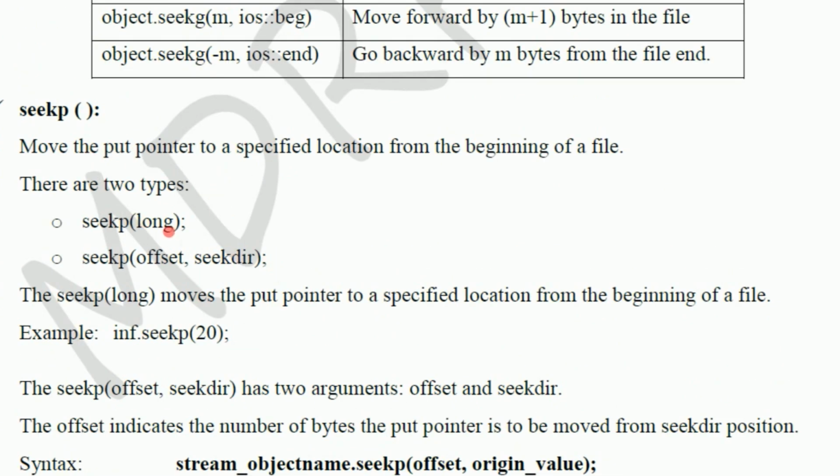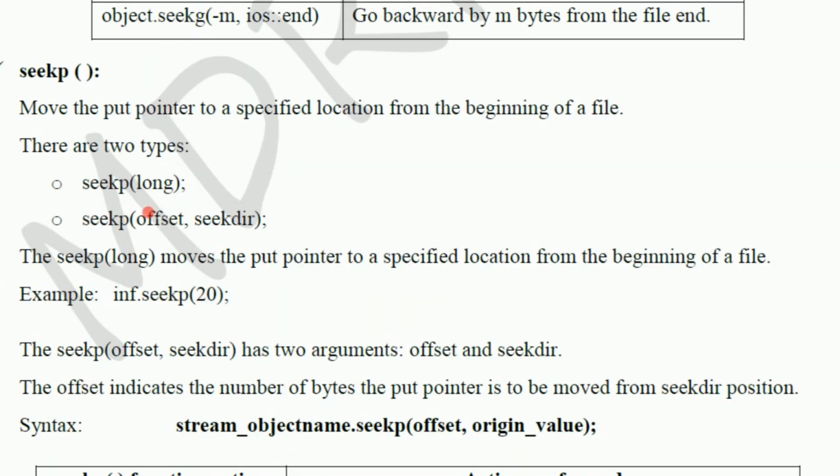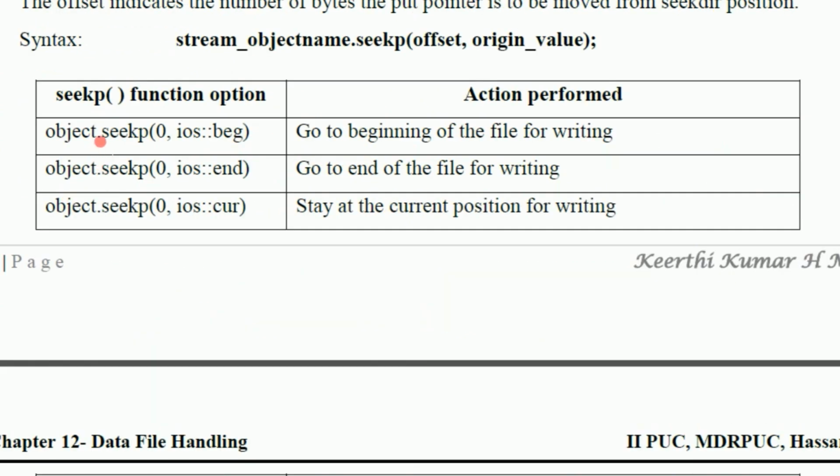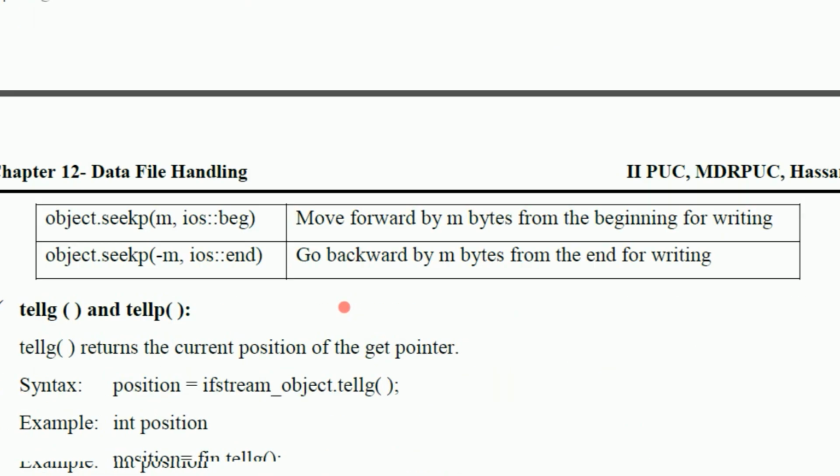Even for seekp, there are two types, the same type of method. seekp(long), seekp with an integer number: we can specify the integer number, that is the character position, then the direction. Here you can see object.seekp(0, ios::beg). In the same way, go to the beginning of the file for writing purpose. That you have to remember: seekg is for reading purpose, it moves the file pointer, and seekp for the writing purpose moves the file pointer.